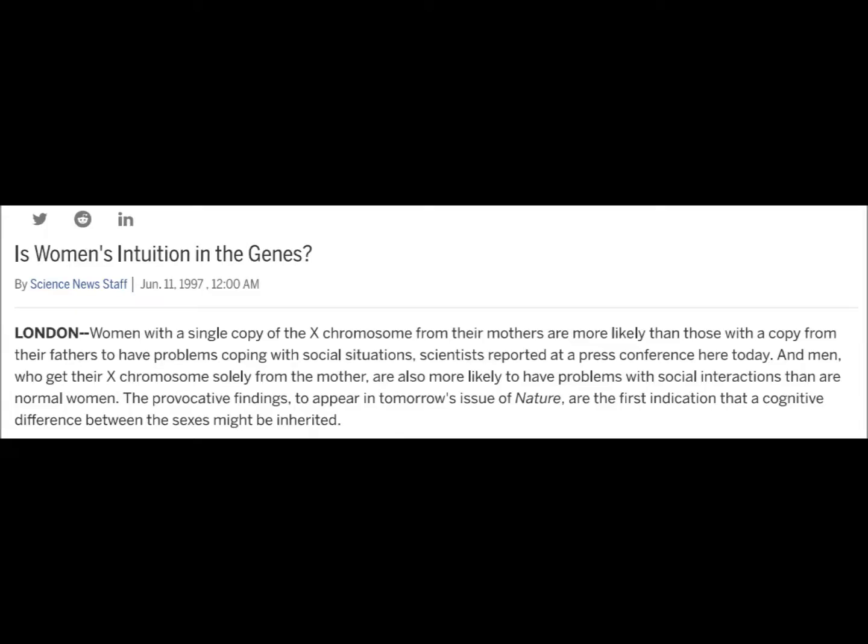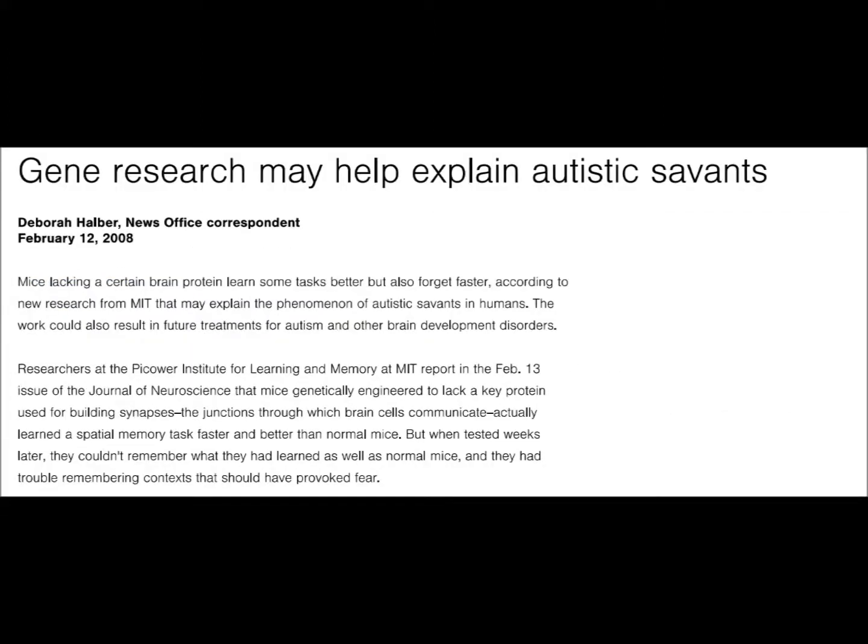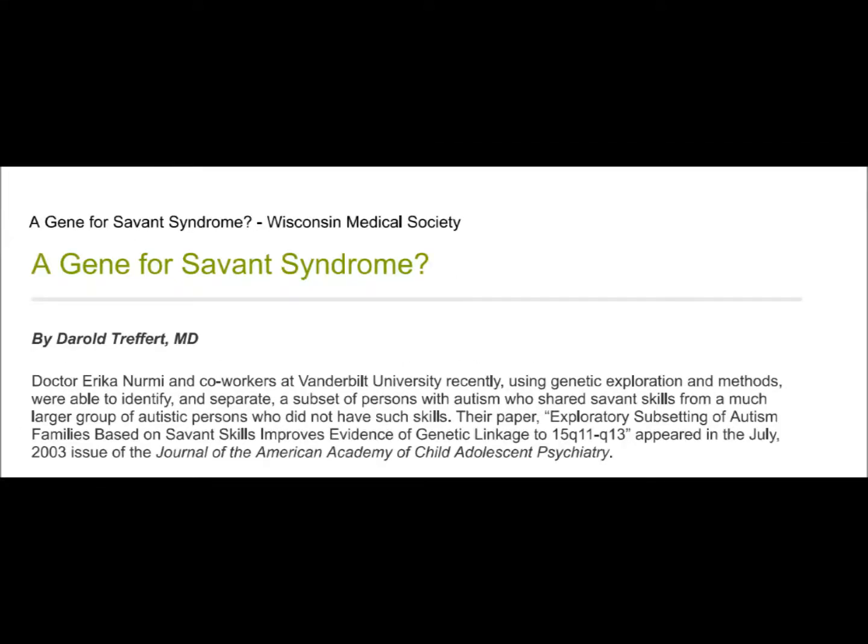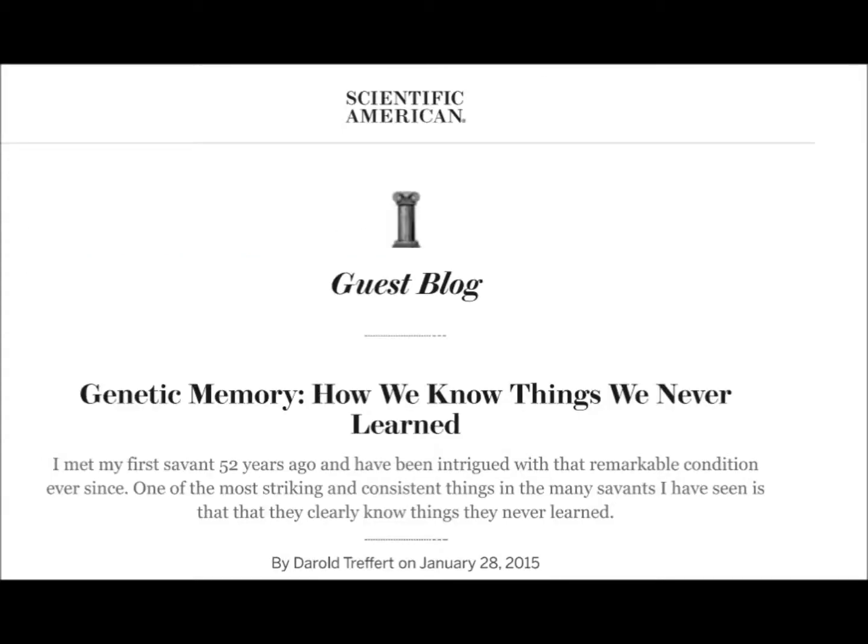When congenital, the skill appears early in childhood, and when acquired, abilities appear to spring forth suddenly following stroke, brain injury, or dementia. Savant skills that occur most frequently are present where right hemisphere skills and deficits were most strongly associated, and left hemisphere functions are decreased. It is found in mice that lacking a certain brain protein, some tasks are learnt better, but they're also forgotten faster, and that this new research from MIT may explain how there is savantism.